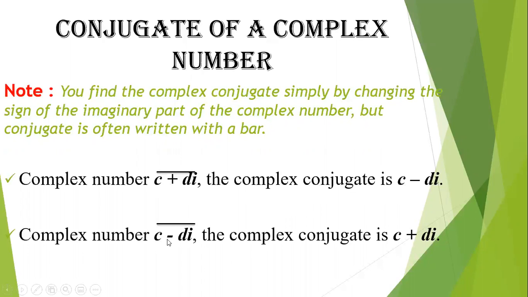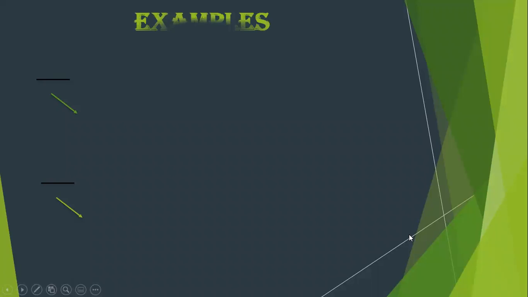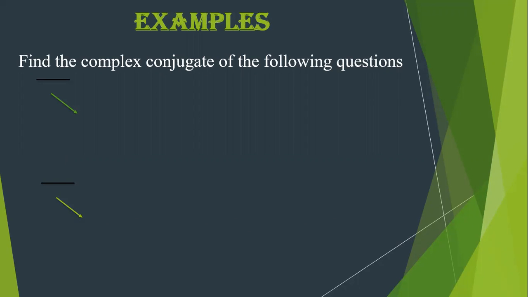Let's look at this one, c minus di. What's the complex conjugate for c minus di? What would we change? Yes, we will change the sign of the imaginary part. The sign of the imaginary part here is minus, so we will change it to plus. Let's take a look at some examples.